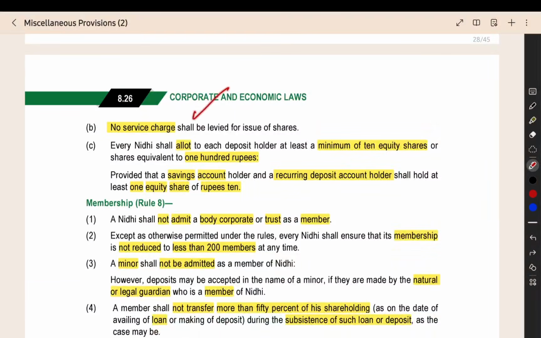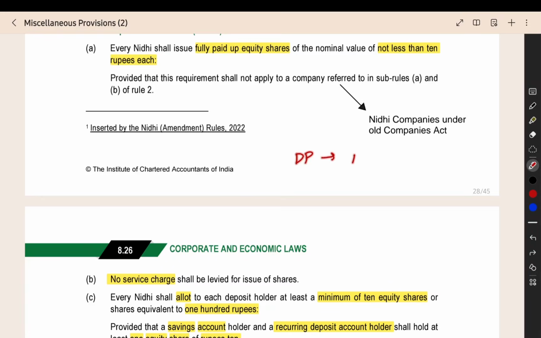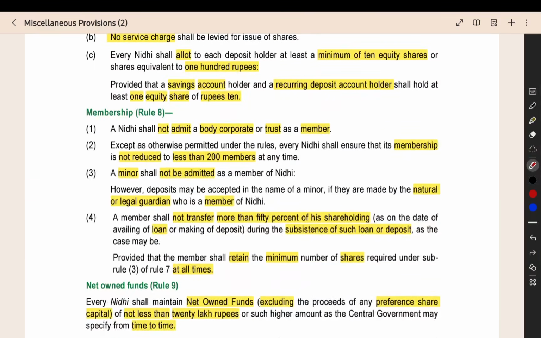Then service charge you cannot levy for the issue of shares. Minimum 10 equity shares should be there in the company for each deposit holder. So for each deposit holder, minimum 10 equity shares, the Nidhi shall allot, equivalent to 100 rupees. So if you are a deposit holder, the minimum shares that you should have is 10 equity shares. The total should be 100 rupees. So this is the minimum shareholding for a deposit holder.